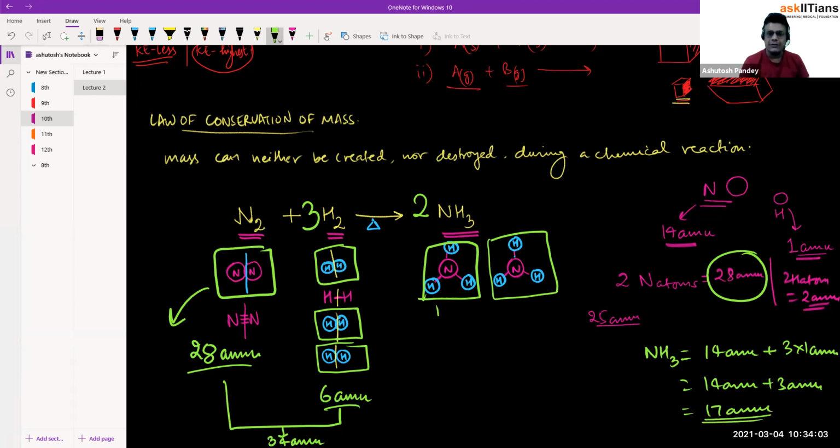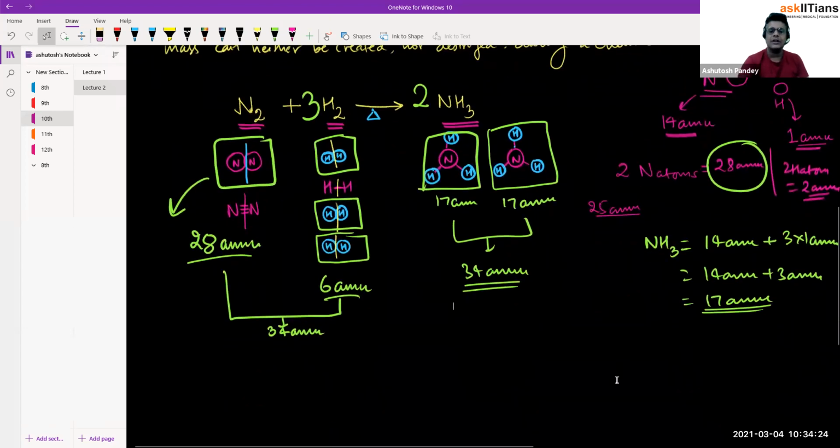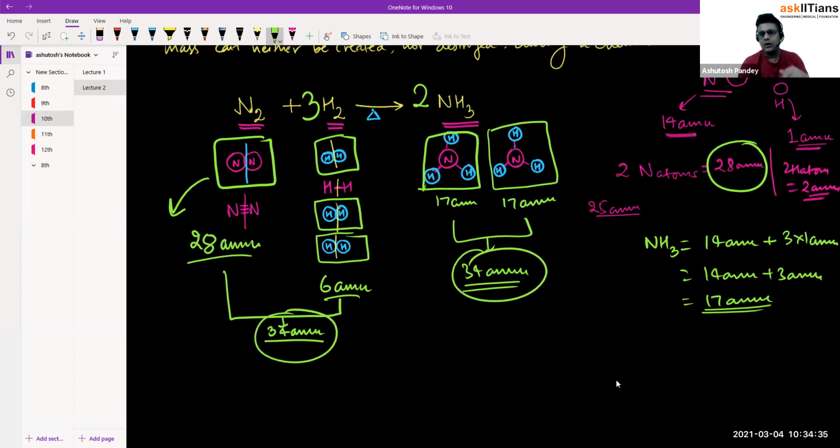Okay, now 17 AMU here and 17 AMU for the second, so a total of 34 AMU mass is present on the product side. So 34 AMU was present on the reactant side, and 34 AMU is present on the product side. It means the mass before the reaction and after the reaction is the same. That's why this is called the law of conservation of mass.